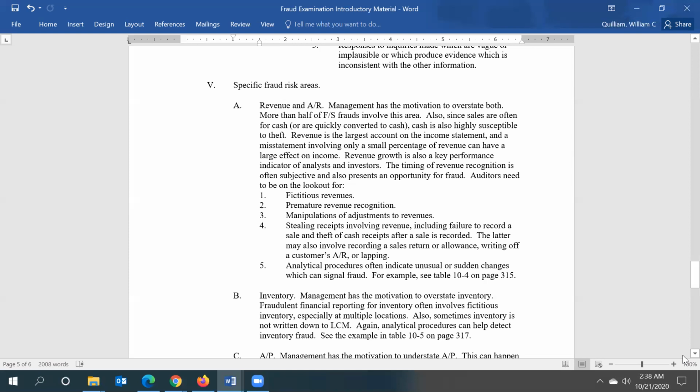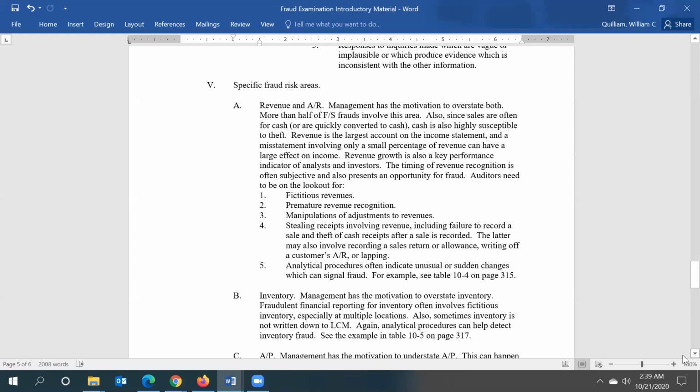Revenue is the largest account on the income statement. A misstatement in it involving only a small percentage of revenue can have a large effect on income. And revenue growth is also a key performance indicator the analysts and investors look at. So that's another reason management always has motivation to overstate revenue. And the timing of revenue recognition is often subjective. Also presents an opportunity for fraud because management would like to step up the timing of revenue recognition if possible. Record it too early. So auditors always need to be on the lookout for these things.